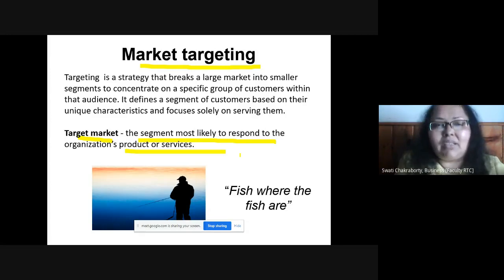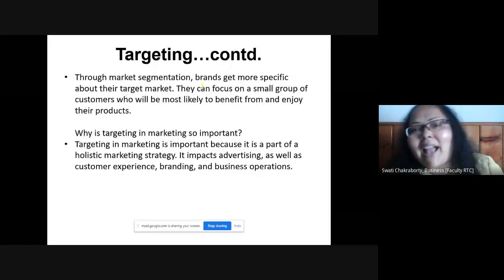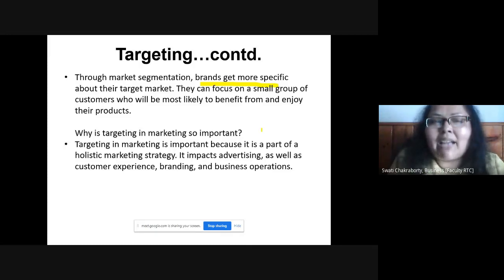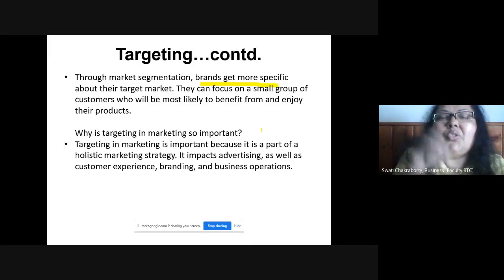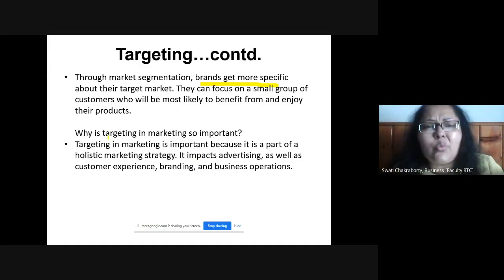That is segment targeting. Now, what happens when you actually start targeting is that brands become more specific, which brand would suit which segment of the market. So focus there. And why is targeting so important? It plays a vital role in marketing. It's important for various reasons.